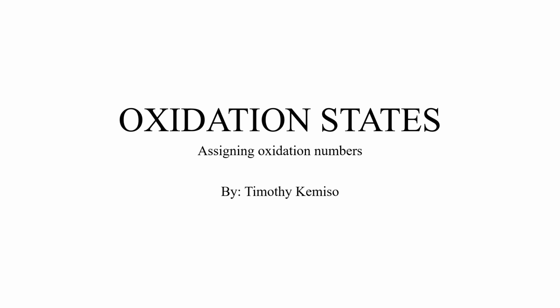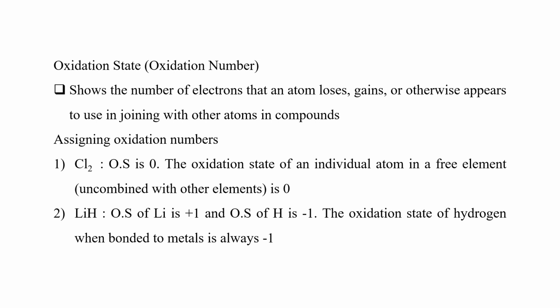In this video, I want us to talk about oxidation state, or what we normally refer to as oxidation number. In simple terms, oxidation state reflects or shows the number of electrons that an atom has lost or gained compared to its neutral state. Now, there are a few rules for assigning oxidation numbers.